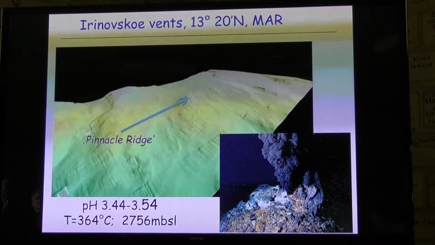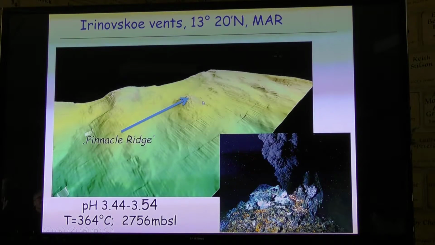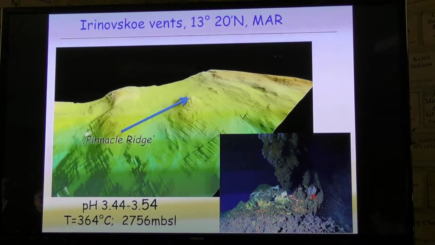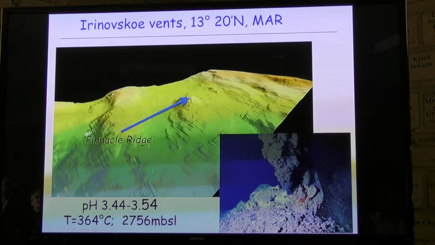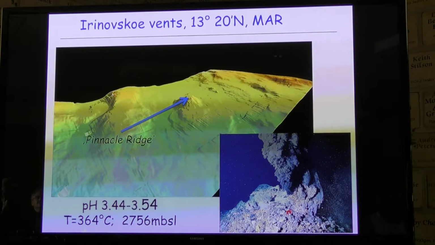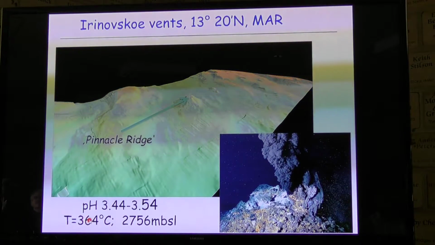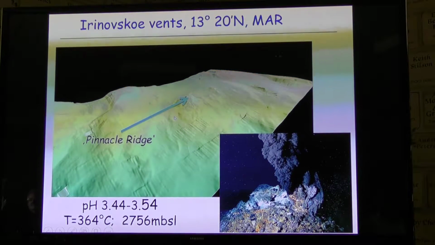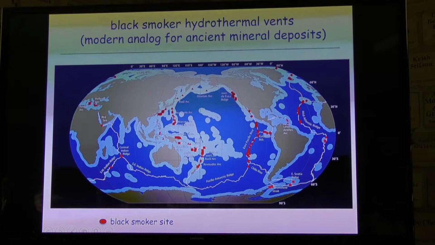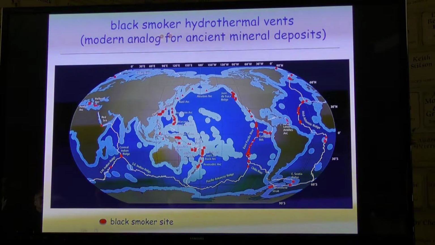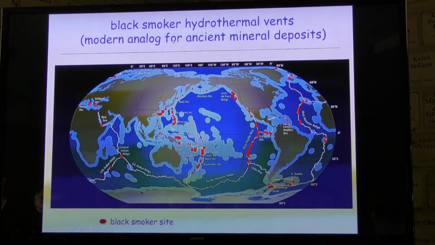And so here's one of the vents, and again, we used the high-resolution bathymetry in order to find them, and there's the vent. And this guy's only like 2.5 meters high. It's just a little squirt. But it's emitting relatively high temperature fluids at low pH. And again, as I was mentioning, these black smokers are sort of a modern analog for ancient mineral deposits.